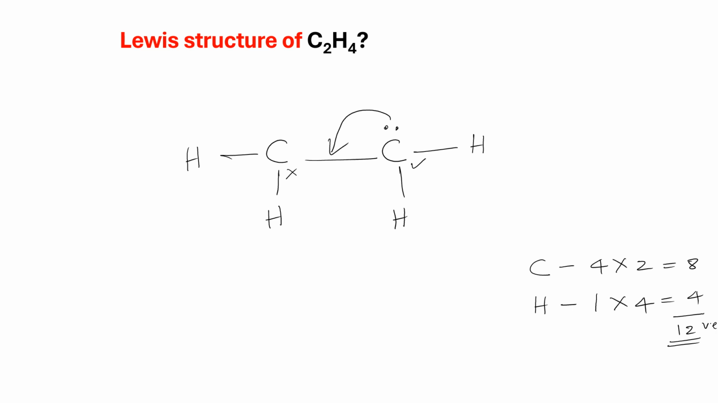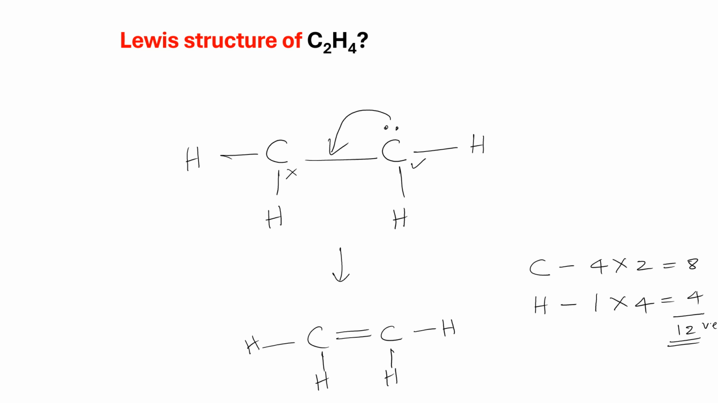between carbon and carbon. Let's see how the structure looks like. Carbon-carbon single bond become double bond. 2 hydrogens attached to each carbon. Now let's count the electrons.